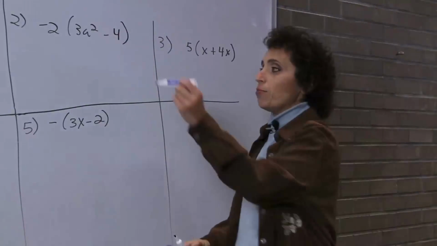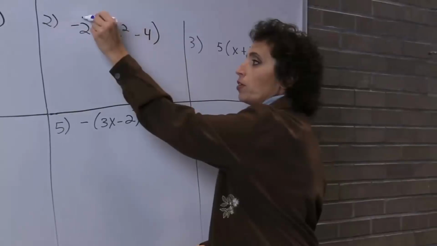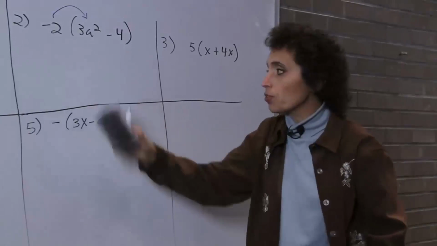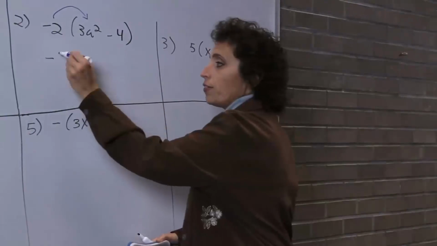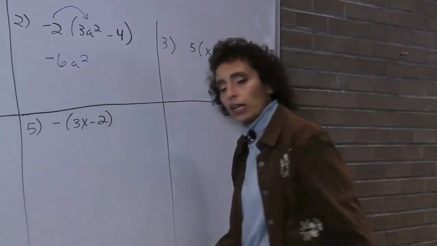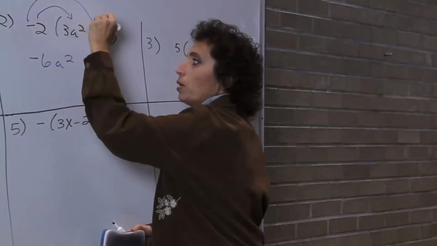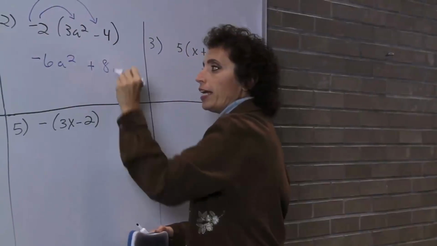So again, I have multiplication over terms. I'm going to distribute. So I have a negative 2. I'm going to multiply the numbers. Negative 2 times 3 is negative 6. A squared just comes down for the ride. And now watch this. Be careful. A negative times a negative is a positive 8.